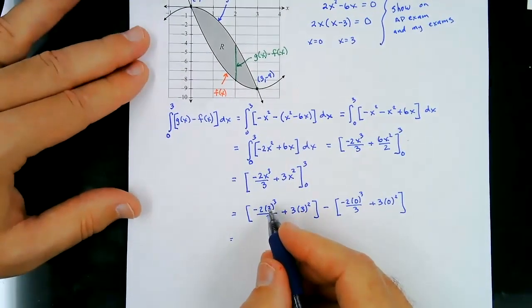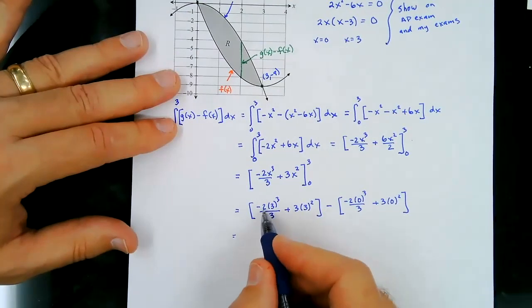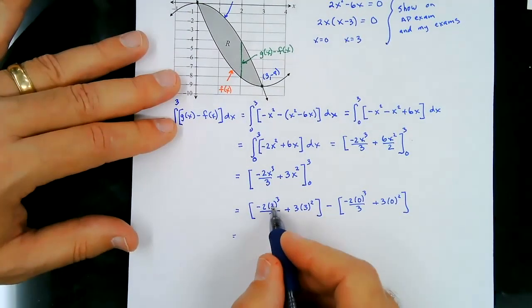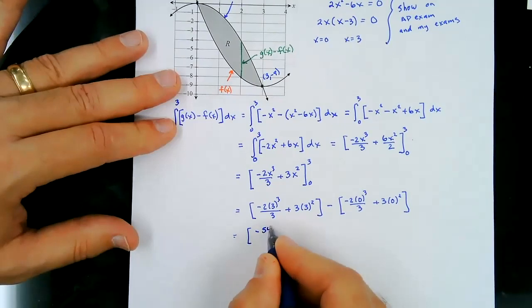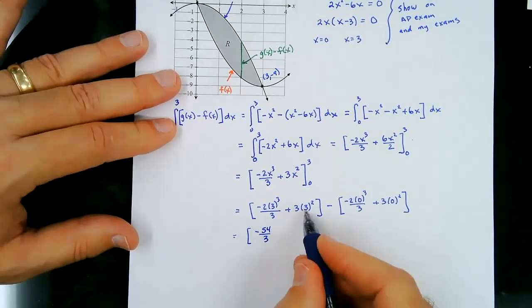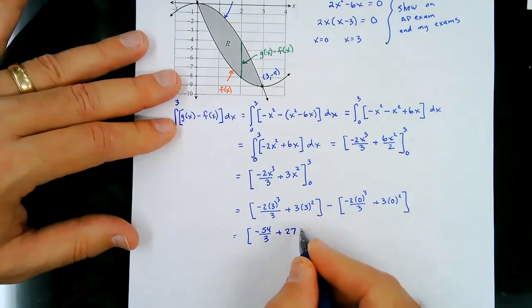So 3 cubed would be 3 times 3 times 3. So 3 times 3 is 9. Notice I'm counting on my fingers. 3 times 3 is 9, times 3 is 27. So this is going to be 27 times 2. That'd be negative 54 thirds. Three squared is 9. 9 times 3 is 27. So this is plus 27.